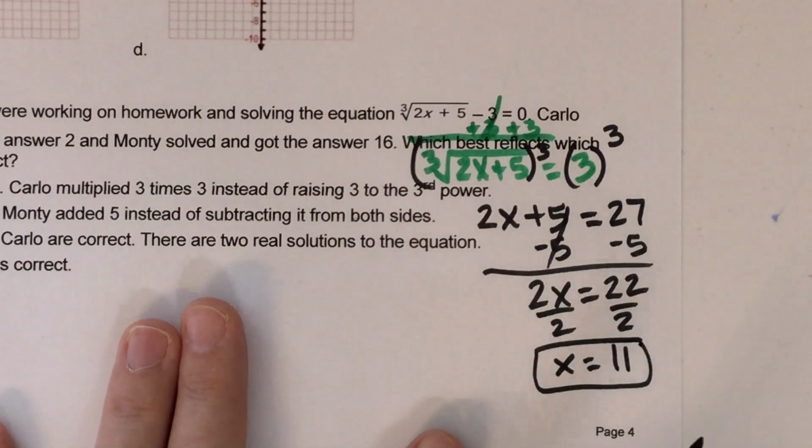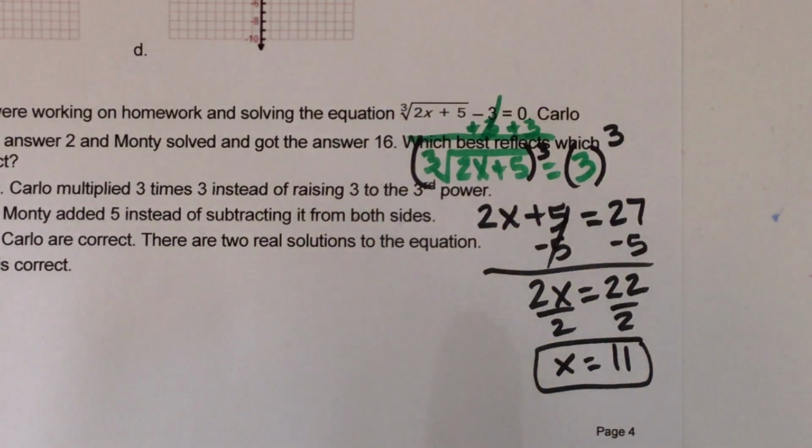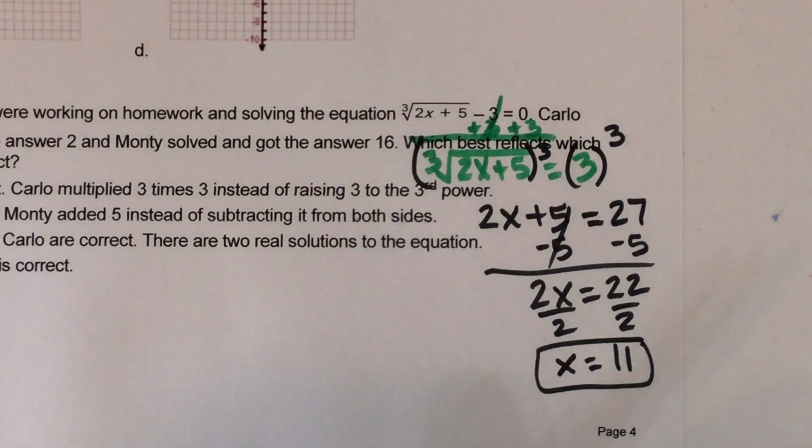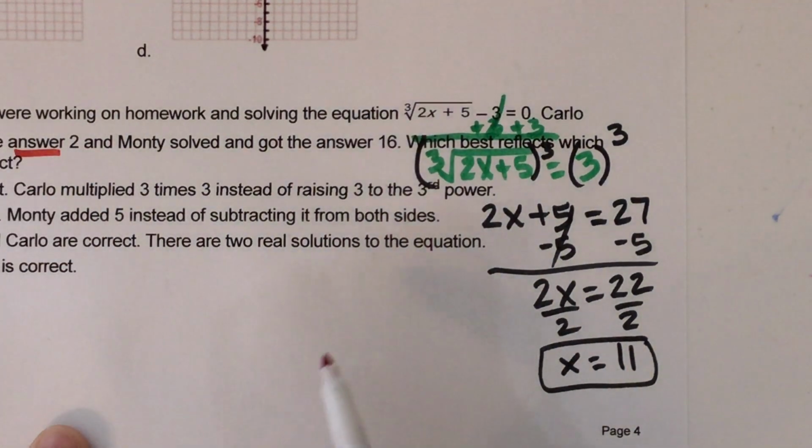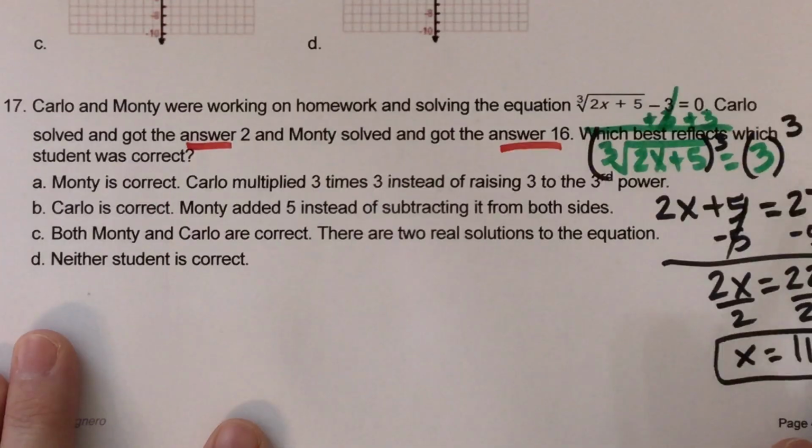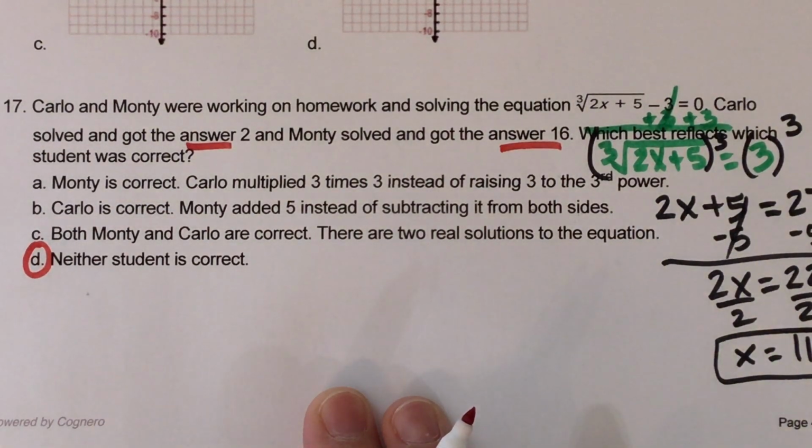Well, look, neither boy's right. Carlo got an answer of 2. He's wrong. Monty got an answer of 16. He's wrong. So, D, neither student is correct. Sorry, boys, you need to study a little bit more. Okay, question 18.